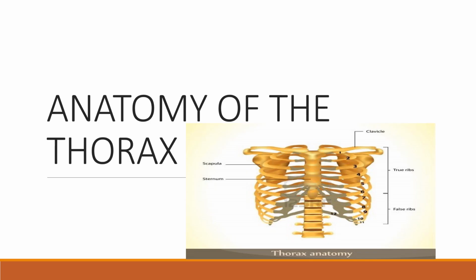We are going to talk about the anatomy of the thorax, and as you can see in my slideshow, there is a picture of the thorax showing you the clavicle bone, scapular bone, sternum, the rib cages. So that's what we are going to talk about today. Welcome.